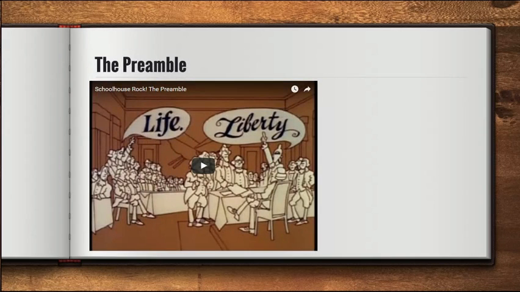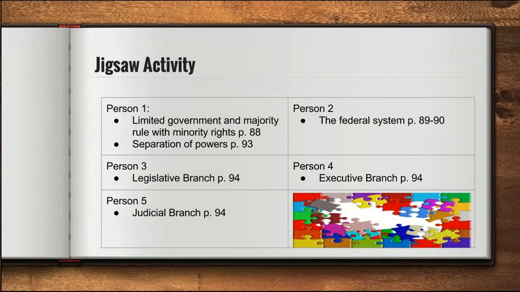We, for now, are going to skip the preamble part. We'll definitely come back to it because it's a very important piece of the Constitution. For now, I want to jump to this jigsaw activity. You're going to be randomly counted off into groups so that each group has about 5 people.